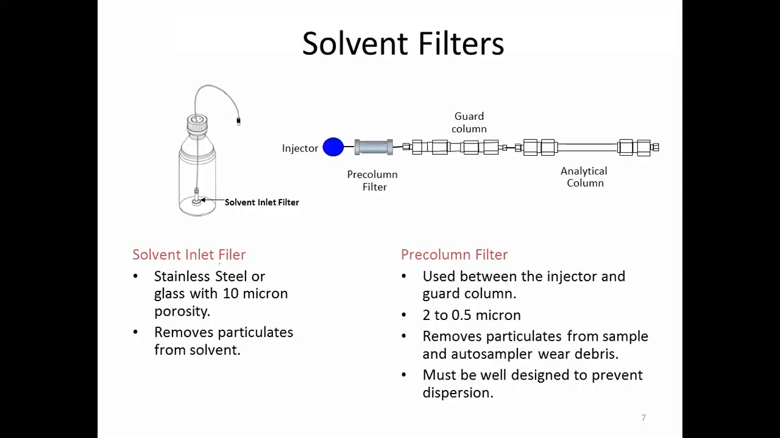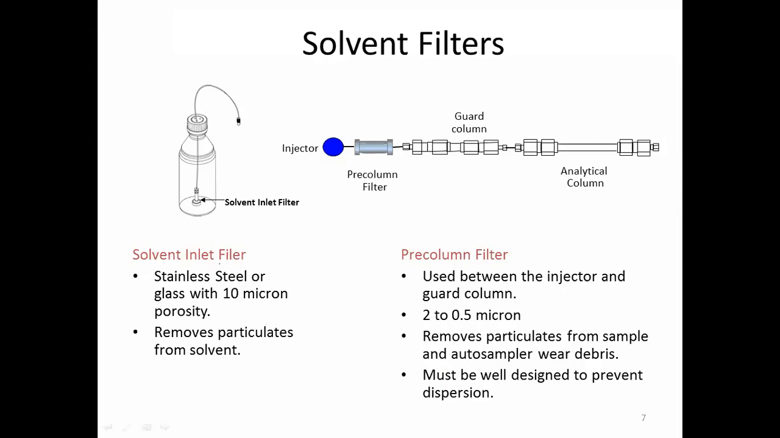So to remove the impurities, many times the solvent filters are also used. Solvent inlet filters are also used to remove the contaminants. So stainless steel or glass with 10 micron porosity. Stainless steel filters along with the 10 micron porosity size are used to remove the particulates from the solvents.